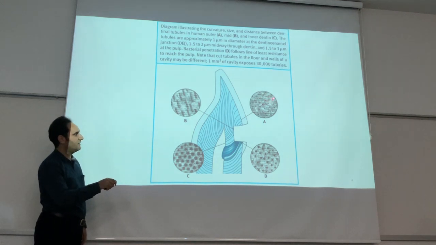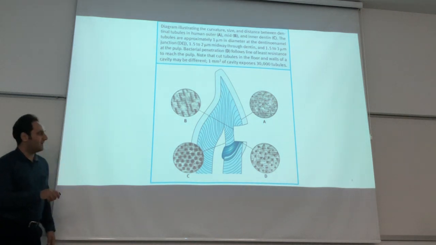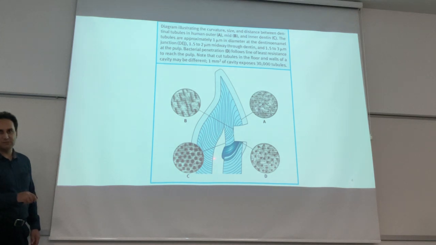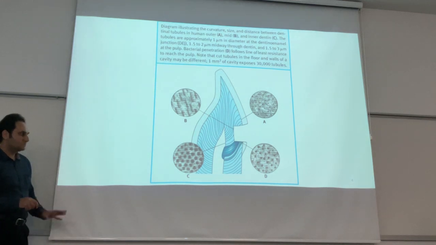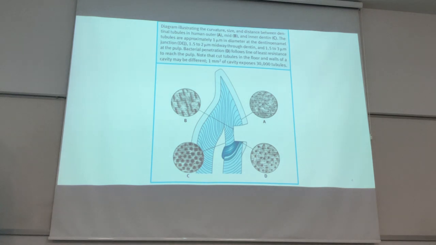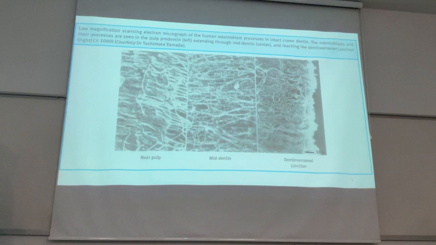In the outermost part, you can see a low amount of these channels. This black area is our channels. And in the innermost side here, you can see a high amount of channels. Okay? And in the middle side, we have a middle amount of the channels.